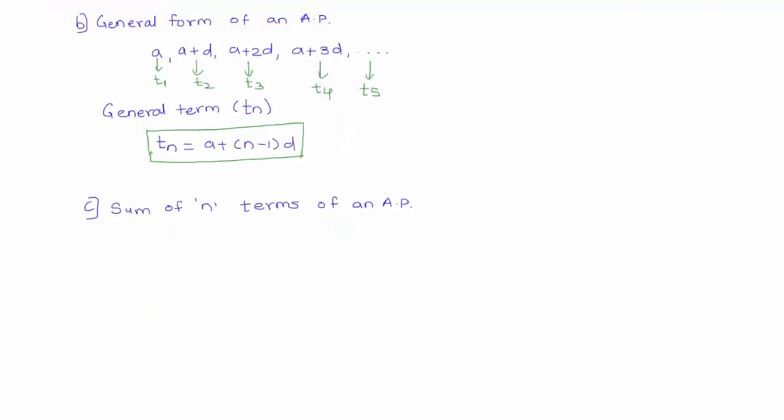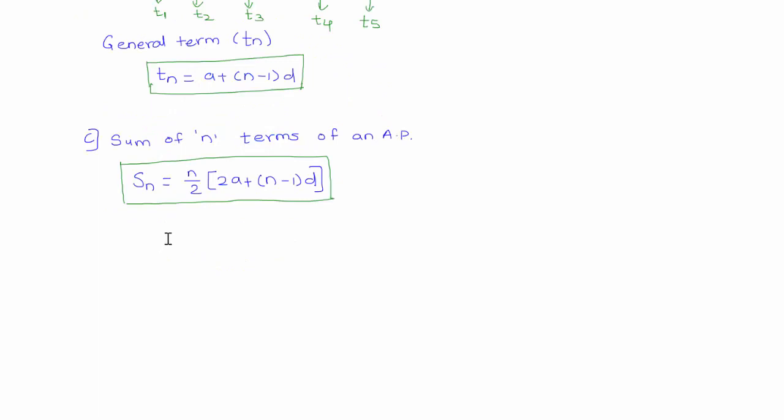Sn, that is the sum of n terms, is given by n by 2 in bracket 2a plus n minus 1 times d. Okay, so here n is the number of terms, a is the first term, and d is the common difference. At times, to find the sum of n terms, we may also use Sn is n upon 2 in bracket a plus l. Now what is this expression, guys? I'll tell you further. It is n upon 2 into first term plus last term.